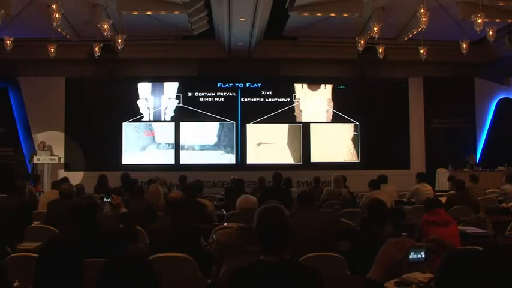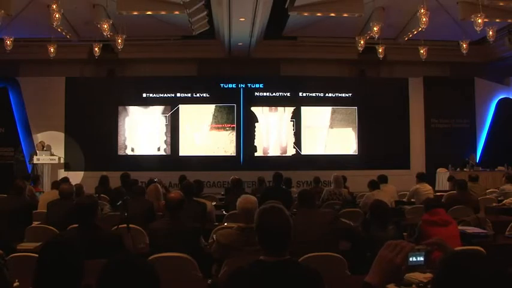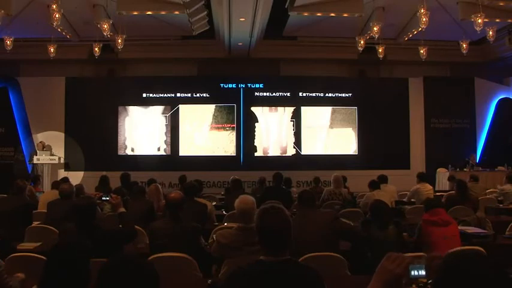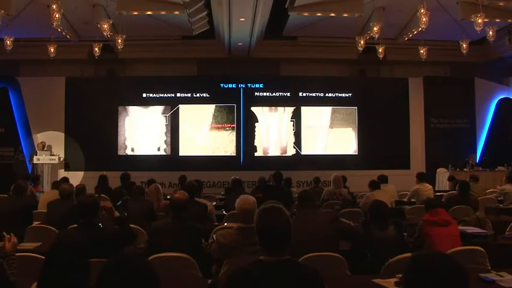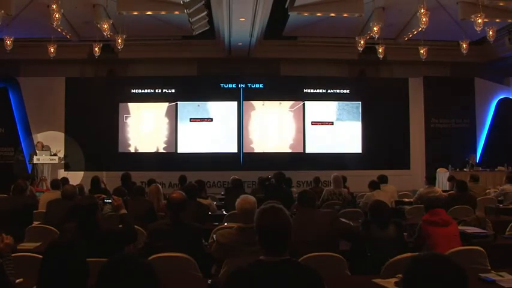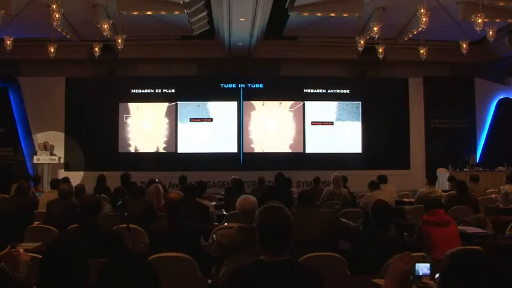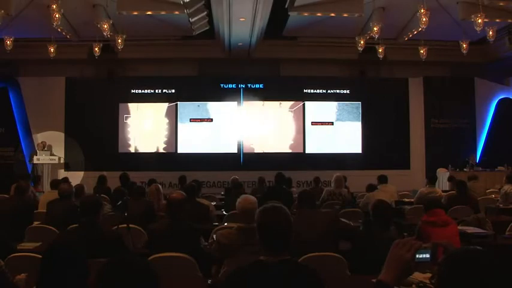But the situation changed dramatically with the tube-in-tube connection, because you can see how different the kind of microgap you can have in this connection is. Straumann Bone Level, Nobel Active, Astra, Ankylos, EZ Plus, and Ridge. The final consideration we can make is that the tube-in-tube connections have really less gap compared to the flat-to-flat ones because of their geometry.